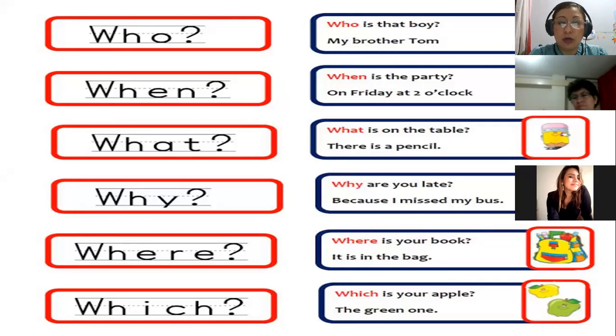When we use the word when, it's because we are asking about time. So the question is, when is the party? It's on Friday at 2 o'clock, okay? What is on the table? In this case, we're asking about an object, okay? What is on the table? There is a pencil. Why? Why are you late? Because I missed my bus.